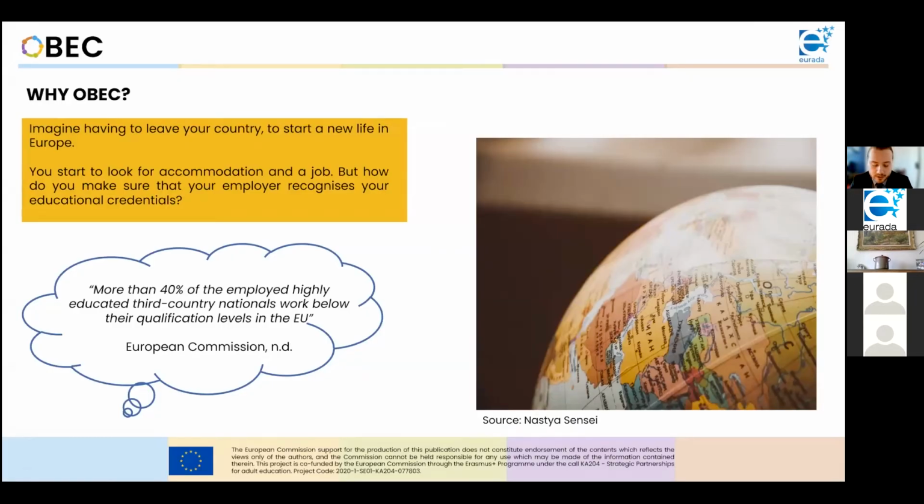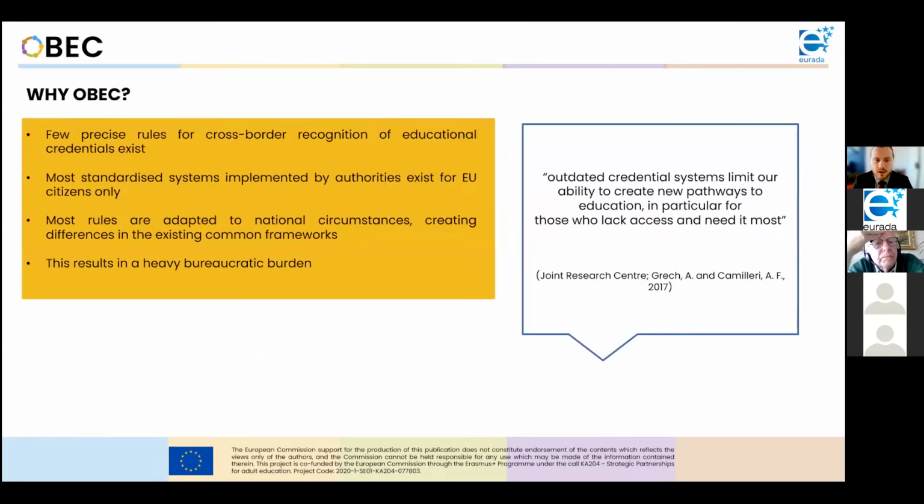So just to paint a picture, I would like for you to imagine moving to another country. In fact, moving to a country in Europe. You start looking for housing, you start looking for a job, and you don't expect any difficulties on that front because you have a degree in a higher education institution in your own country. But when you apply, you notice that you get many rejections and that employers are hesitant to hire you because they have trouble recognizing your foreign educational credentials. In fact, more than 40% of the employed, highly educated third country nationals work below their qualification levels in the EU, according to the European Commission. So that's why we've started Obec.